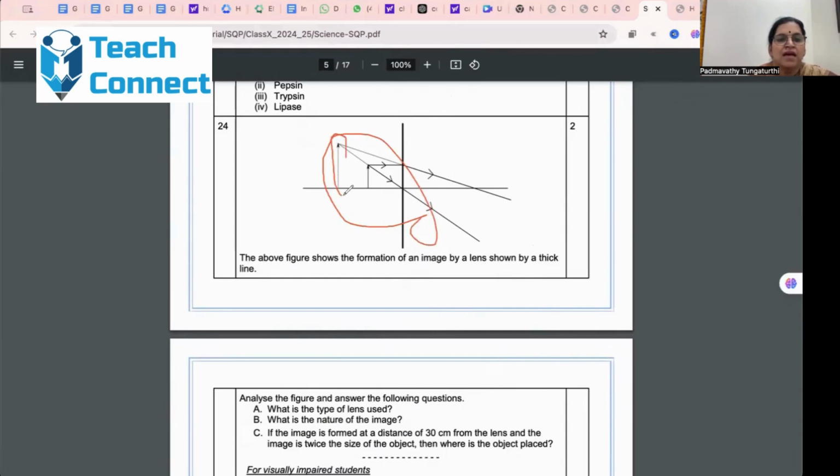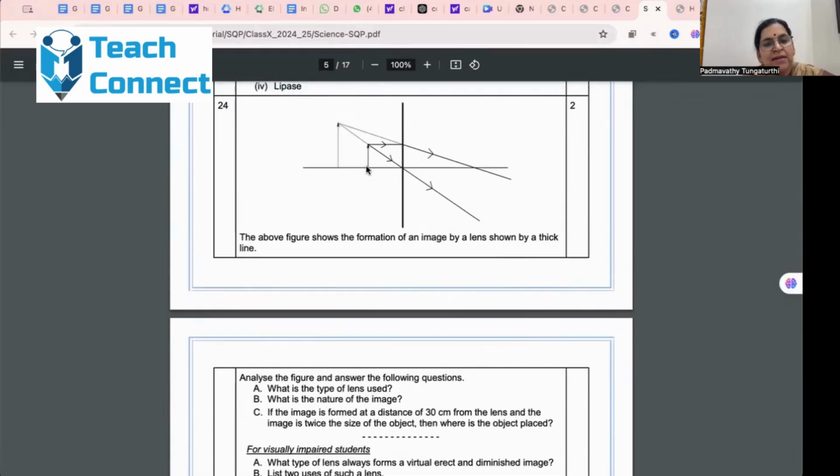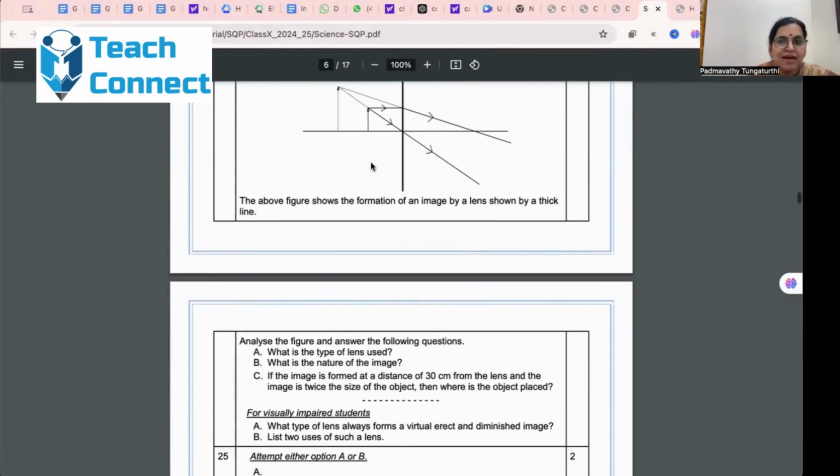This is an image. Okay, therefore we can see that this is the object and this is the image. Then we can see that the image is magnified, it is erect, and it is a virtual image because it's an erect image. What is that lens which gives an erect image and a virtual image? Now that is the key concept over here. That's obviously a convex lens.